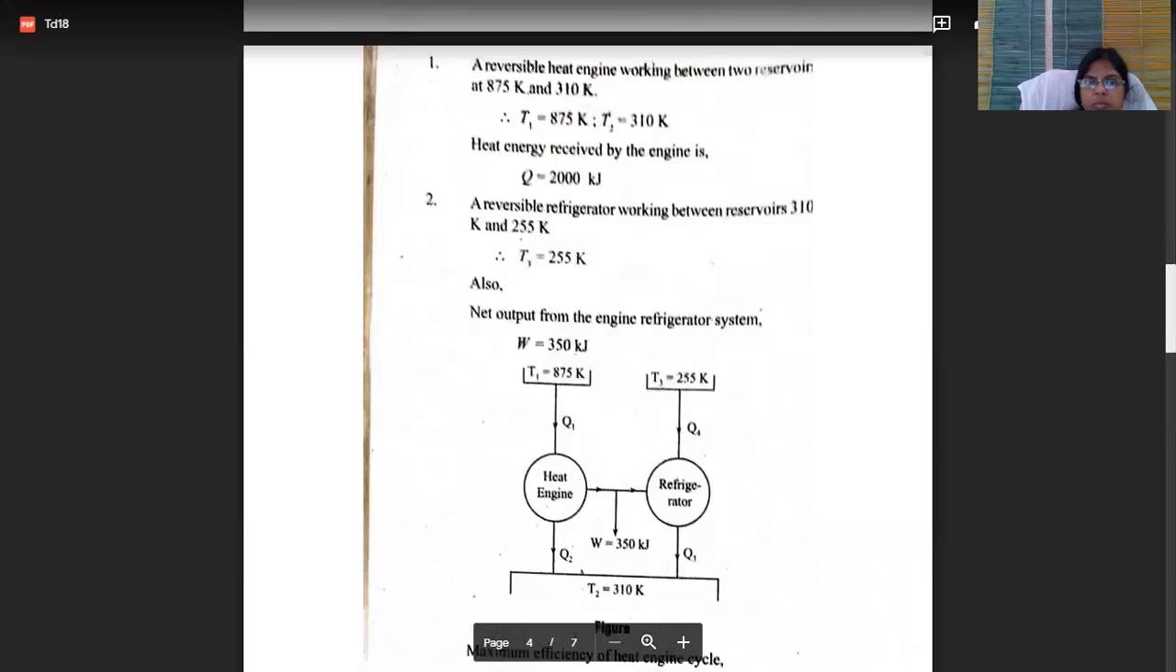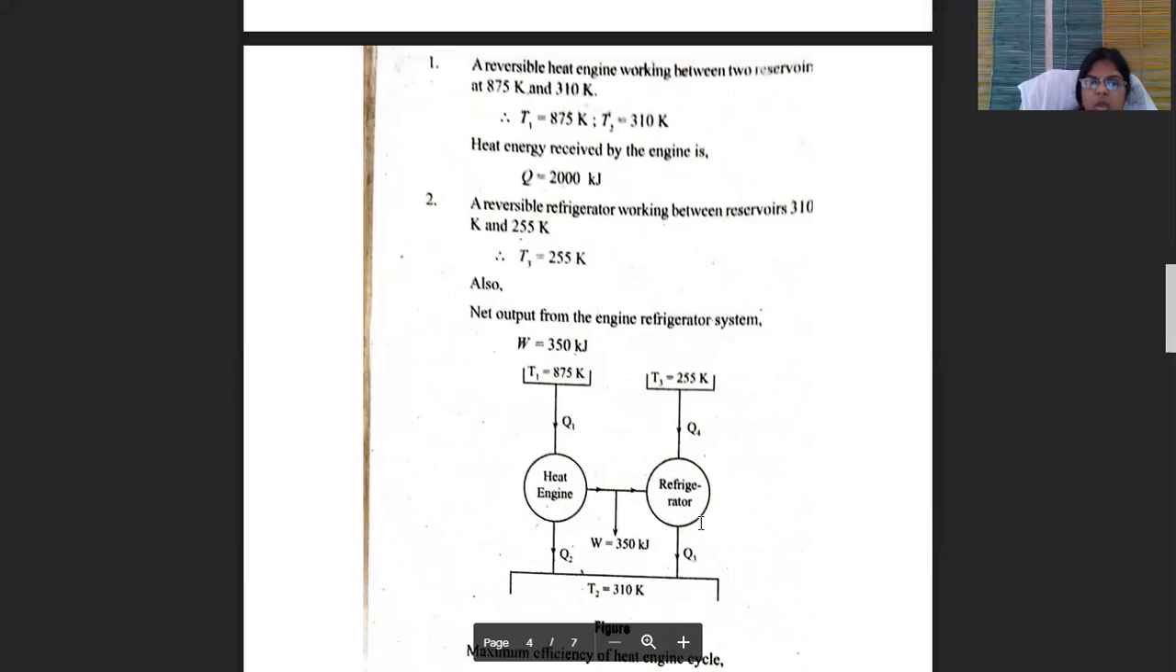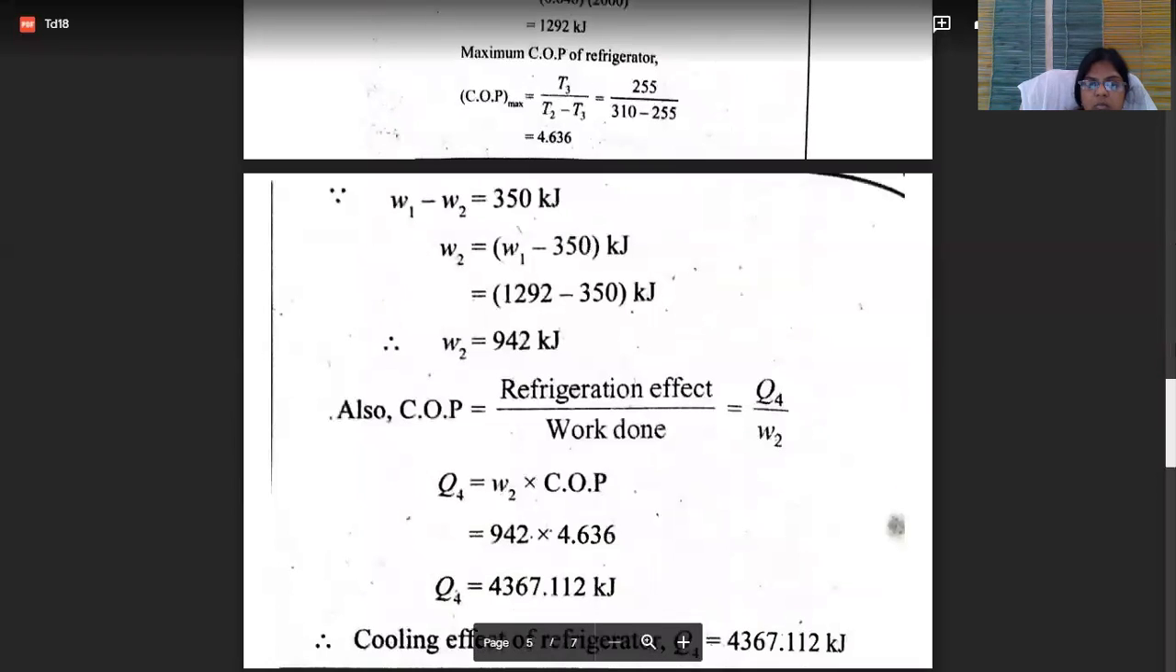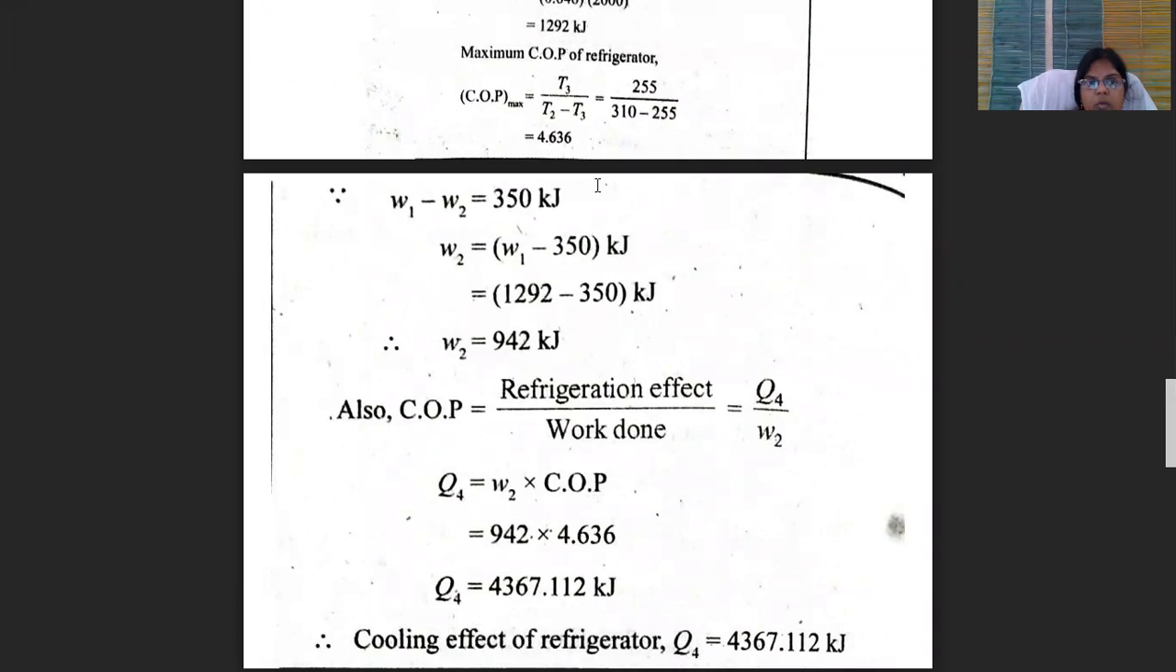Because we consider only the refrigerator here, T3 and T2, the desired effect is T3 in terms of temperature, and the work done in terms of temperature is T2 minus T3. So we just replace Q with T. That is T3 by T2 minus T3, and placing the values we got 4.636.